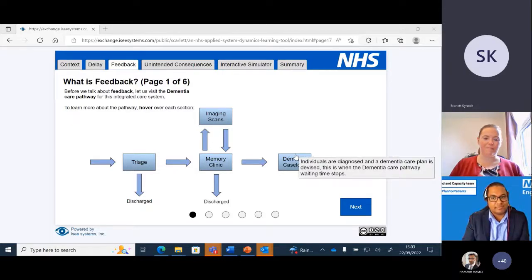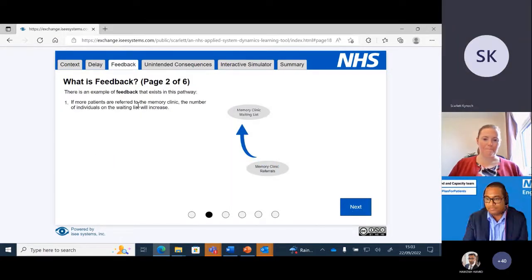And essentially, you have two pathways. You have people go from the memory clinic to getting their dementia diagnosis, or from the memory clinic being referred on to imaging scans and then referred back to the memory clinic before their dementia diagnosis, just as a summary through the graphics. Individuals are then diagnosed and a dementia care plan is devised, and this is when the dementia care pathway waiting time stops.